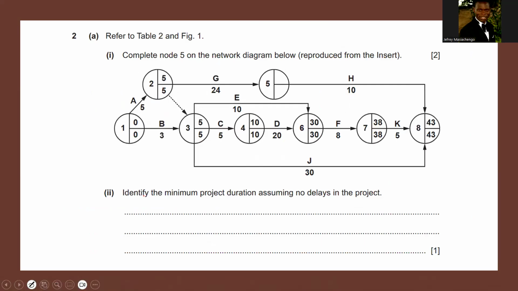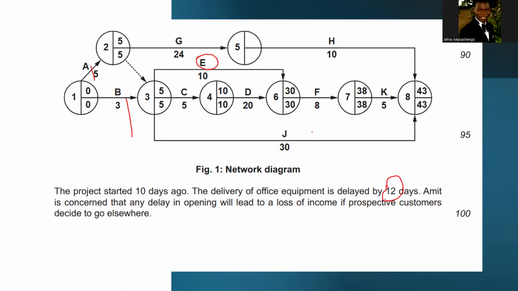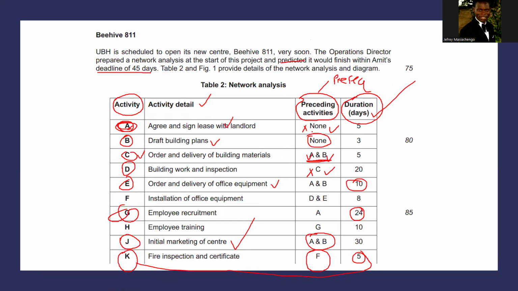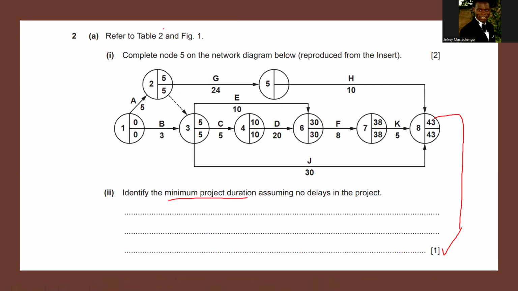Identify the minimum project duration assuming no delays. That's a very simple 1 mark. Cambridge is a very generous examination body. What's the answer? Excellent. 43. This is the minimum project duration according to their studies. They will complete it in 43 days, but this one wants it done in how many days? 45 days. So they seem to be very efficient. Fine, we get the 1 mark.